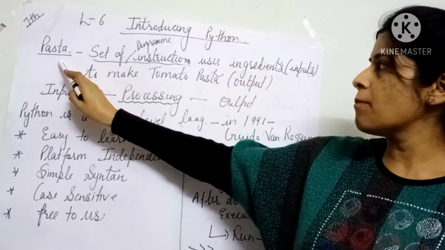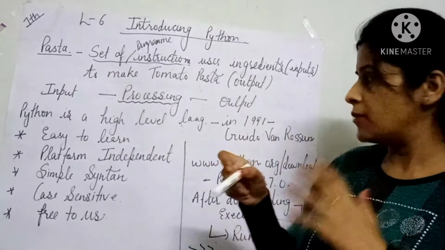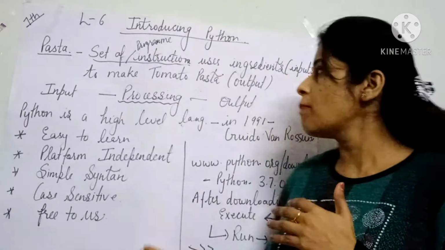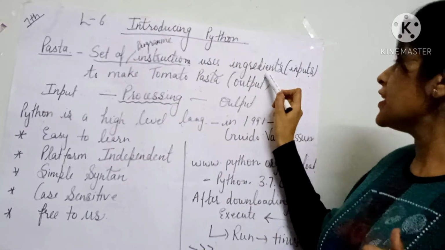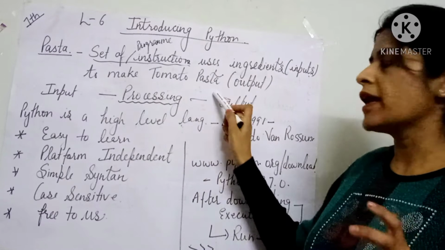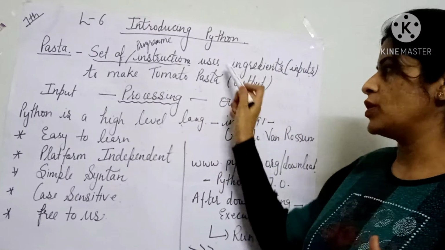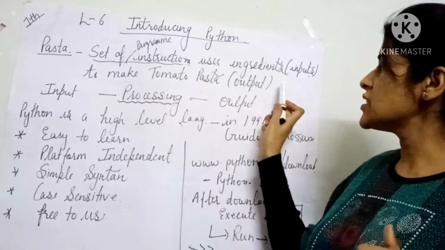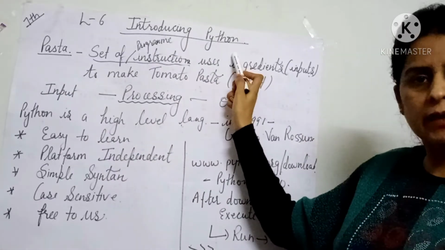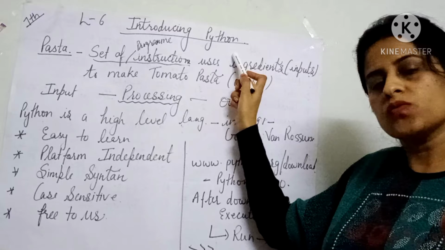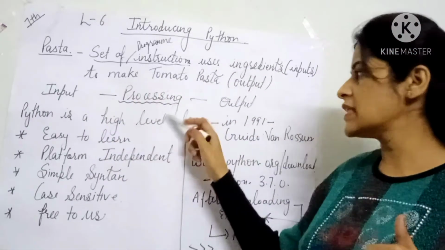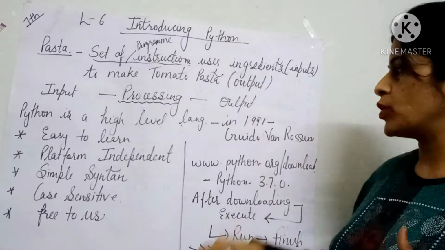Similarly, when you are making some pasta, then there is a set of instructions, and that set of instructions is the process that you will follow to make your pasta. Then you give some ingredients, that is, ingredients are known as the inputs, and your tomato pasta is your output. So these are the instructions that are followed to make a pasta. Similarly, Python is a language, in this when you want some output, then you will give some input, after that it will be processed, and after that you will get the output.